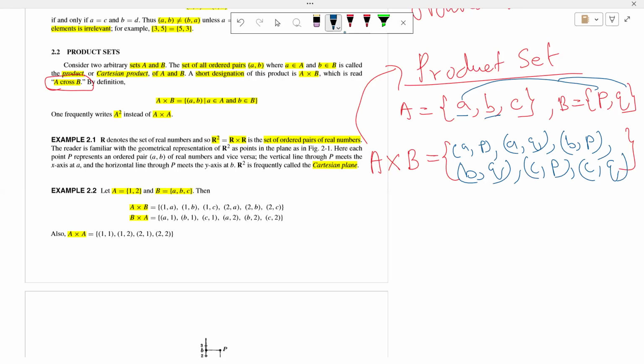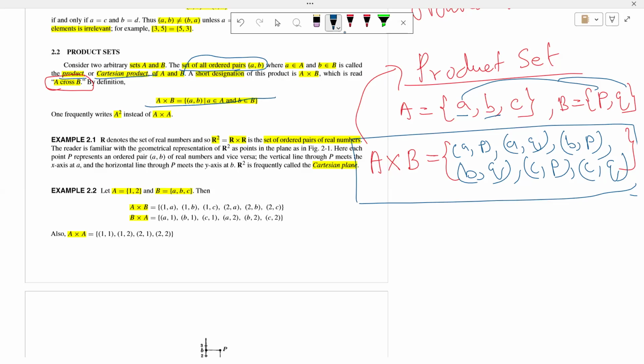So A cross B is a set containing all the combinations of A and B, all the ordered pairs. If you write all the ordered pairs of A and B as a set, we call this the product set or Cartesian product. So we can write it this way.